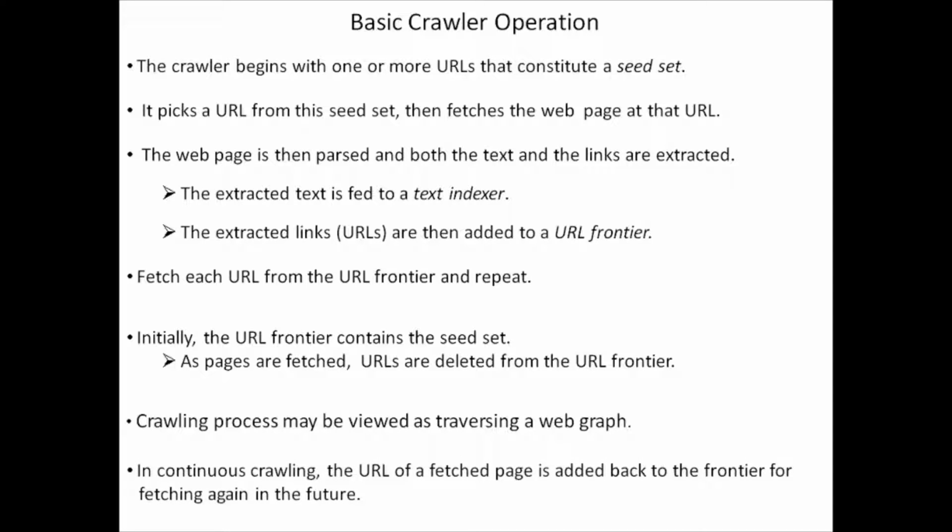You can see that the crawling can be continuous crawling. If it is continuous crawling, the URL which is fetched may be added back to the URL frontier for later fetching. But if it is non-continuous, once the URL is fetched from the URL frontier, it goes through all these stages, and after going through all these stages, it will not be added back to the URL frontier. Only in the case of continuous crawling do we ensure that we include it again in the URL frontier for future fetching.